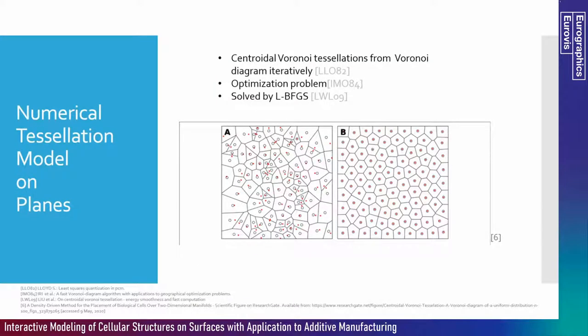Tessellations are commonly expressed mathematically by centroidal Voronoi tessellations. These are created from a Voronoi diagram. The seeds are moved to the centroids to create a more regular layout. This can be done iteratively or can be formulated as an optimization problem and therefore be solved by L-BFGS, a numerical solver.